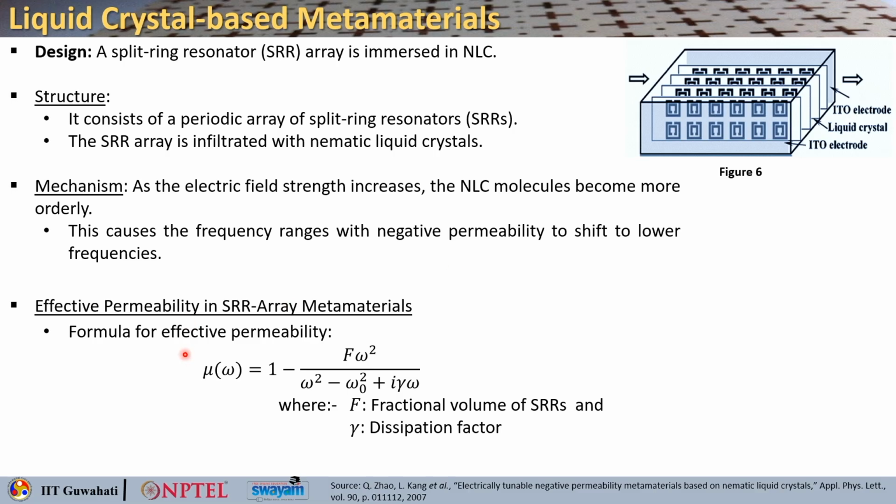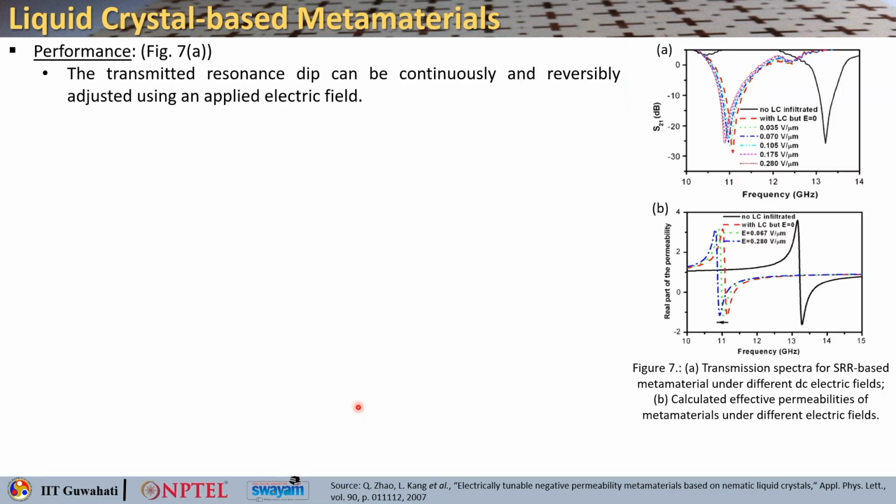The effective permeability in split ring resonator array metamaterials follows this particular relation, where you have mu of omega equals 1 minus F omega squared divided by omega squared minus omega naught squared minus i gamma omega. We have seen this earlier. So, F is the fractional volume of the split ring resonators and gamma is the dissipation factor.